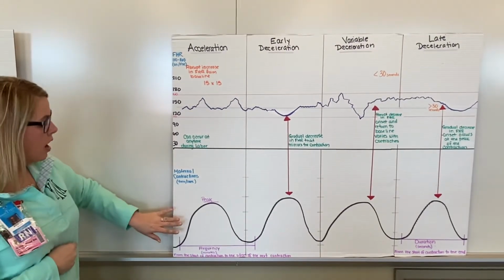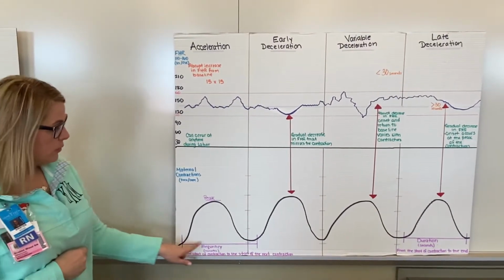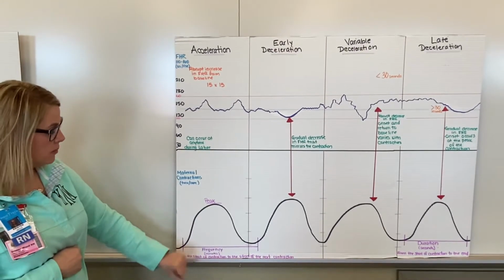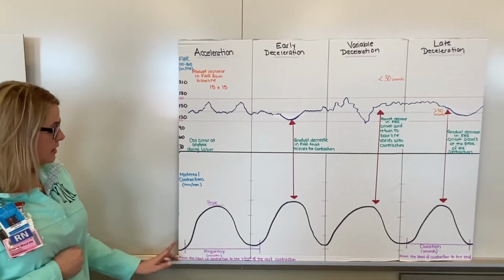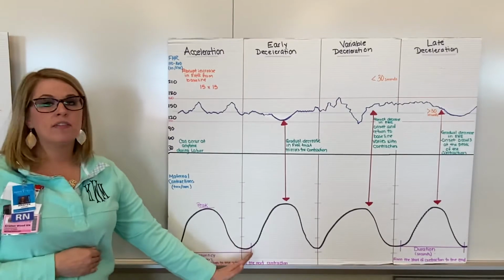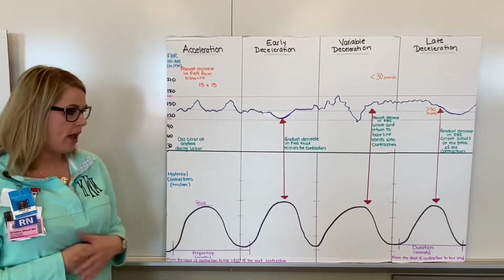All right, so what you need to know is frequency of contractions. Frequency is measured in minutes. It's always going to be measured in minutes. And it is measured from the start of one contraction to the start of the next contraction, okay?